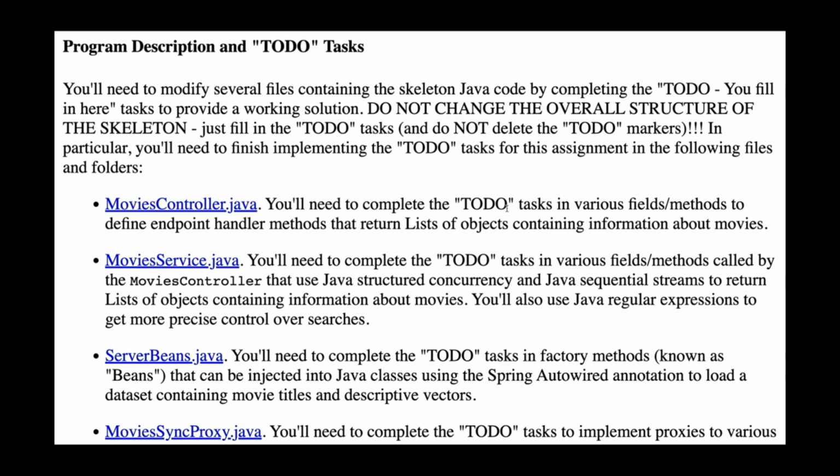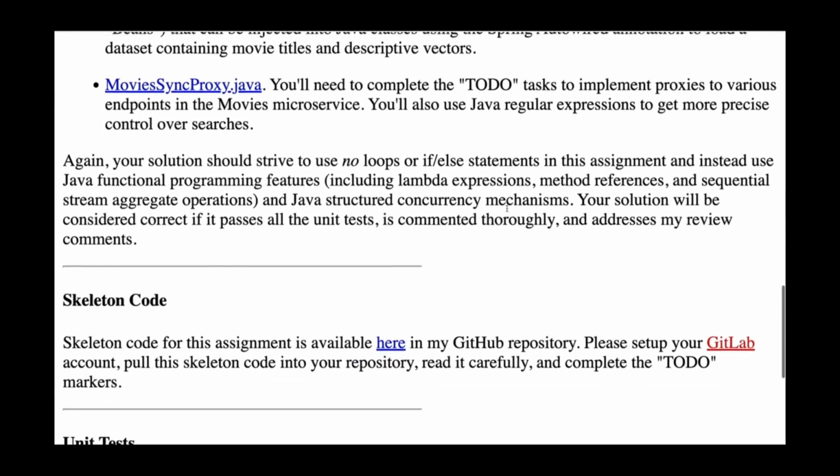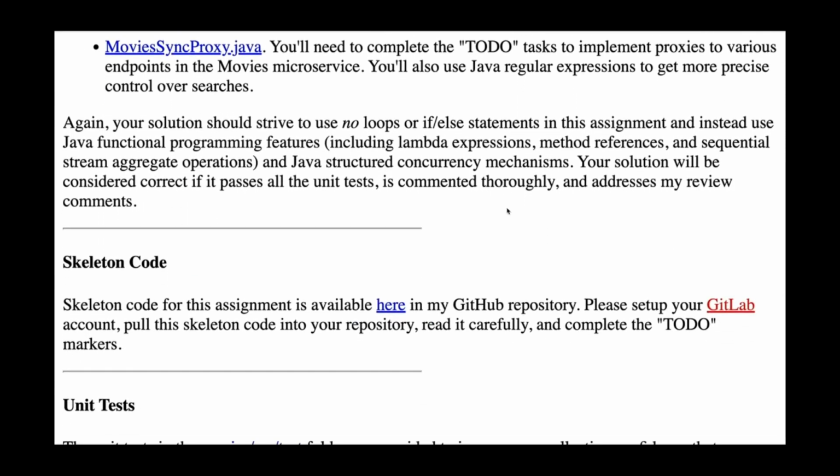In the ServerBeans.java file, you'll need to complete the TODO tasks and factory methods, known as beans, that can be injected into Java classes using the Spring Autowired annotation to load a dataset containing movie titles and descriptive vectors. And finally, in MoviesSyncProxy.java, you'll need to complete the TODO tasks to implement proxies to various endpoints in the movies microservice. You'll also need to use Java regular expressions to get more precise control over searches.